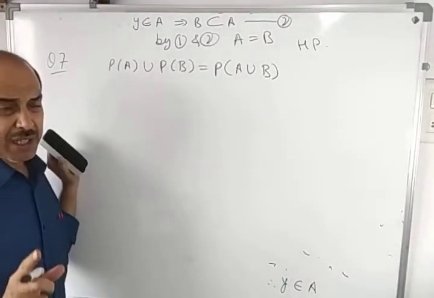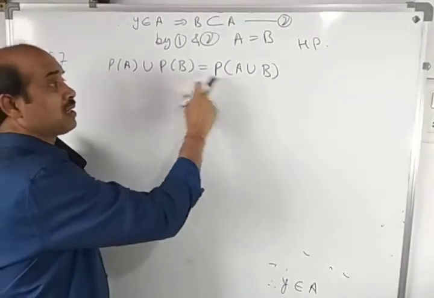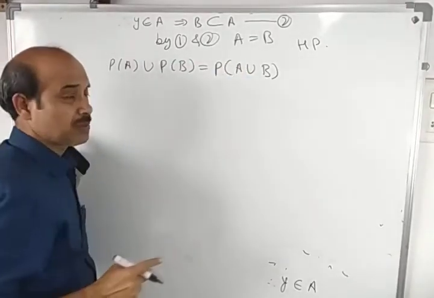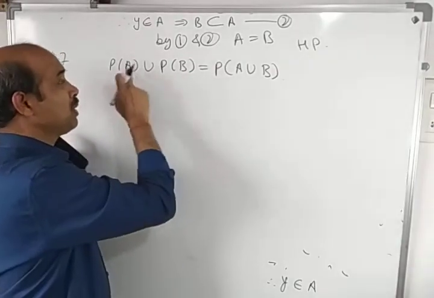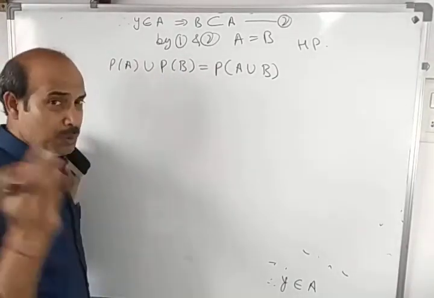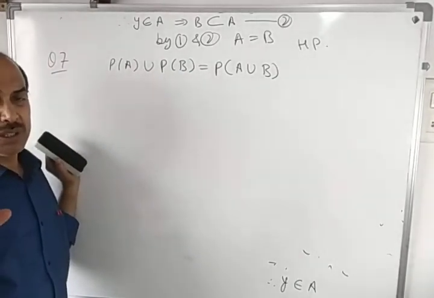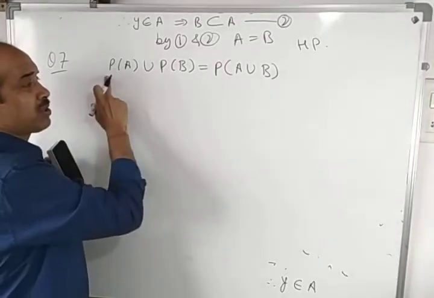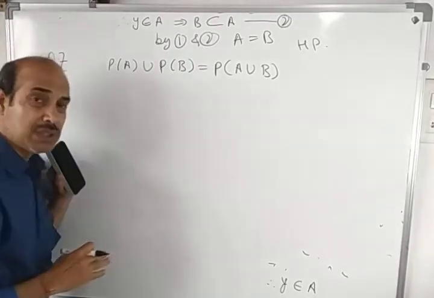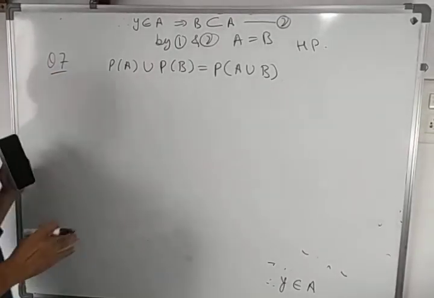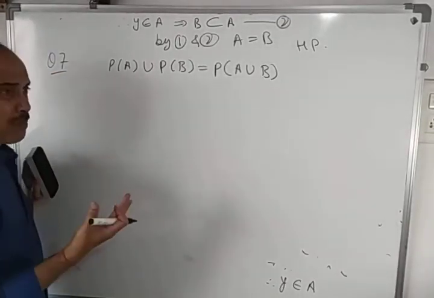I already explained this when we were proving the similar result for intersection: the power set of A intersection B is equal to P(A) intersection P(B). We proved it in the previous video, and I told you at that place that we will have a question based on union also, and that union is not true. How do we know whether it is true or not? We will see an example first.